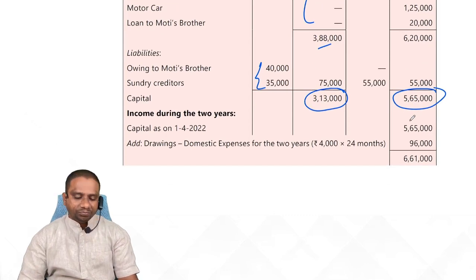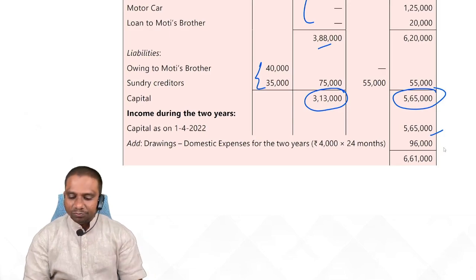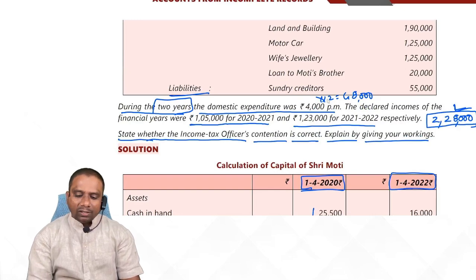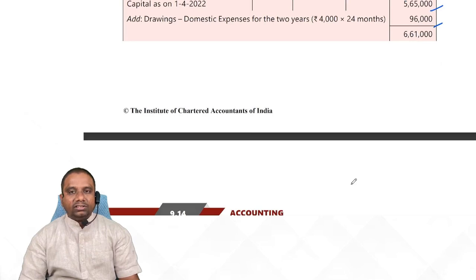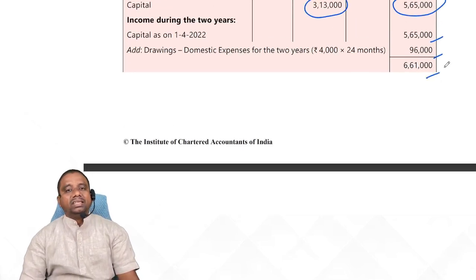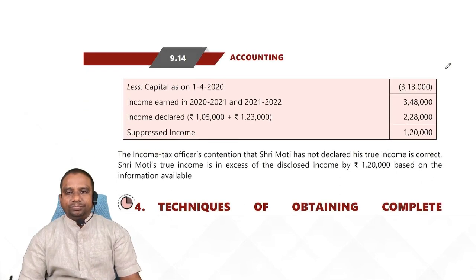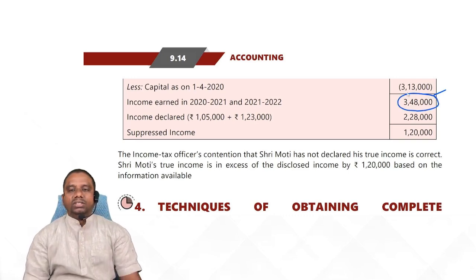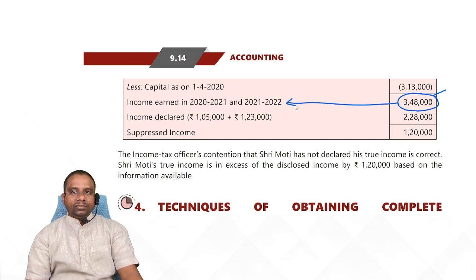Now look at the capital comparison. Closing capital 5,65,000, add drawings 96,000. So here per annum 48,000, so for 2 years 96,000. So the difference amount is 6,61,000. Deduct 3,13,000 rupees opening capital. The difference is 3,48,000, and this is the profit for 2 years.